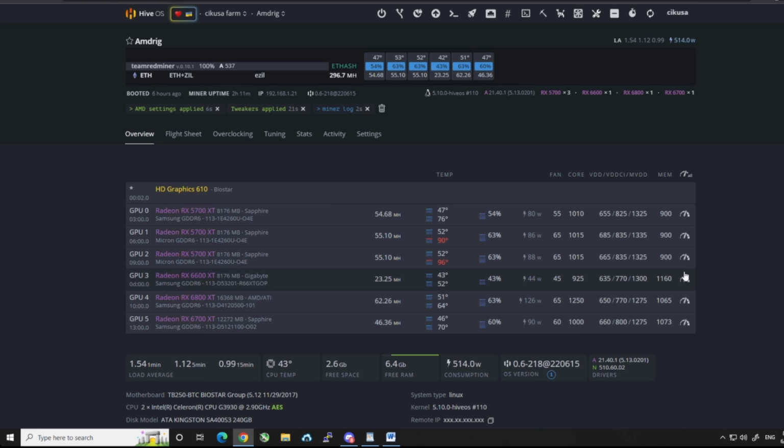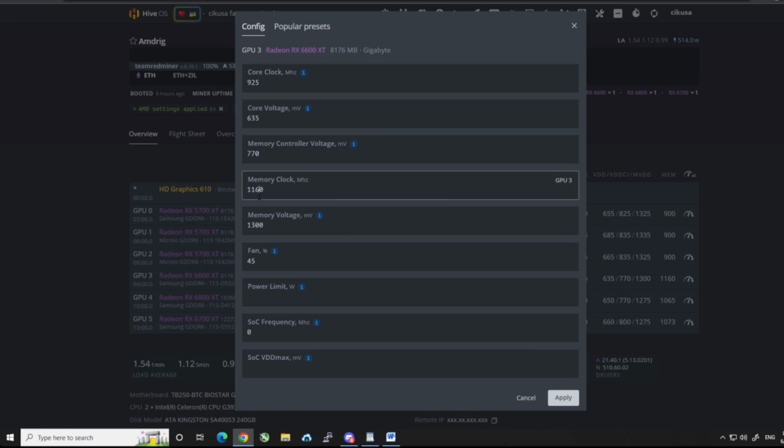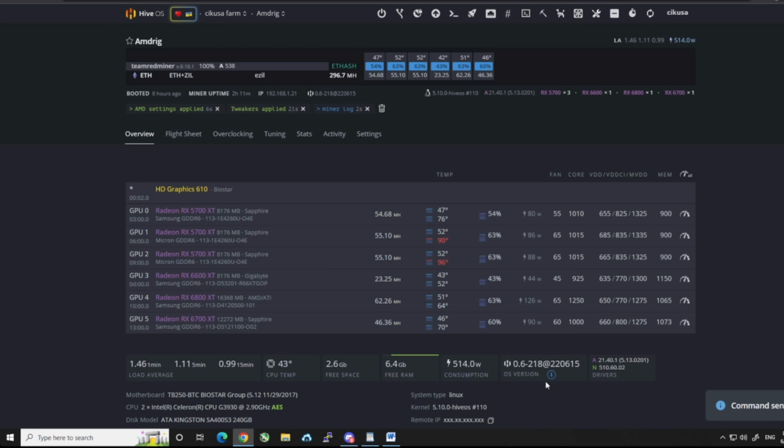So basically, what we're going to do, we're going to lower that memory to 1150, wait for it a bit again, and you should see that 32 again after that. While we're waiting for that, we're going to touch briefly on 6800s. 6800s have been out for a while now.